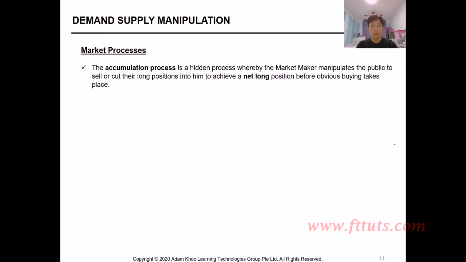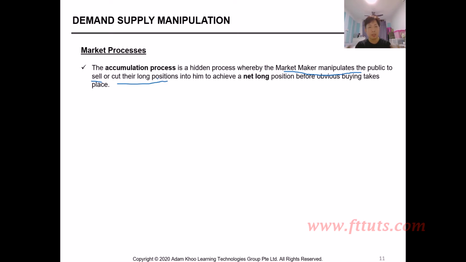Let's move on to understanding the concept behind demand supply. What's a false top, false bottom that I'm going to share with you very shortly. So in our methodology, we believe that the accumulation process is basically a hidden process that the market maker uses to manipulate the public to sell or cut their positions, right?